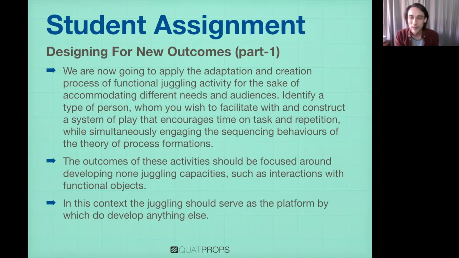So step 1 is you're going to figure out who it is you want to work with. Someone who toss juggling is not accessible to, right? No matter what. This can be true. It doesn't mean it's bad, but it can be true. So think of someone who's not going to toss juggle. And then think of a non-juggling related goal with that person, something you want to help that person develop that's not related to juggling. And then you are going to create a juggling environment that helps that person develop that capacity, right? You've done this already. We've all done this already.